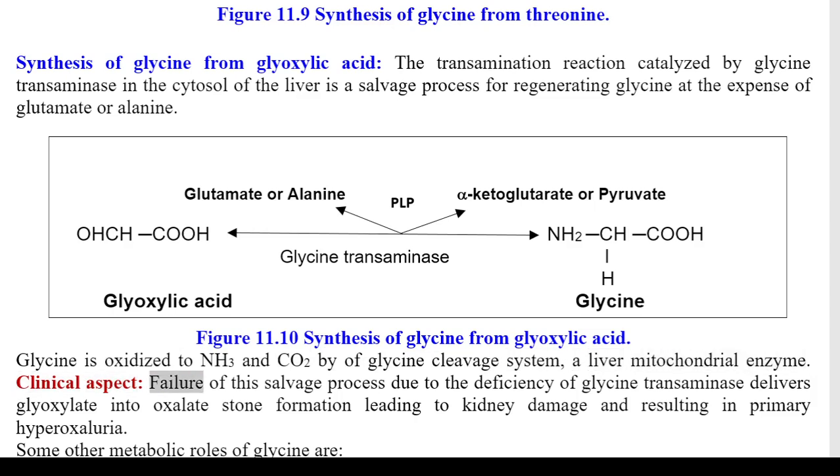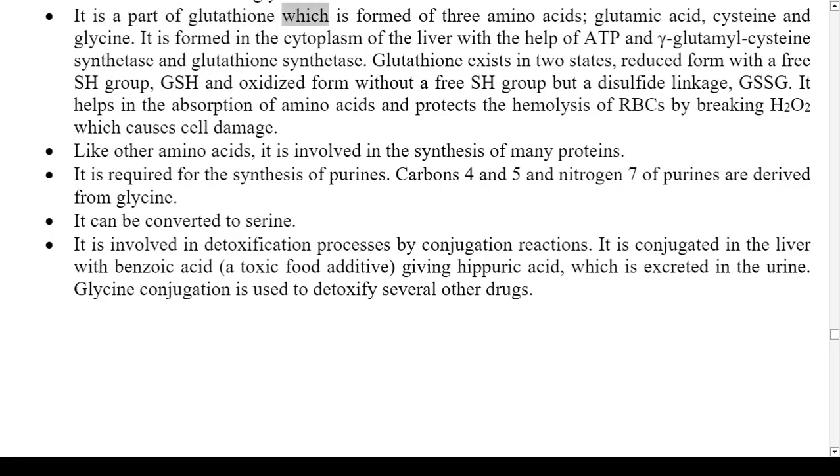Clinical aspect: failure of this salvage process due to the deficiency of glycine transaminase delivers glyoxylate into oxalate stone formation, leading to kidney damage and resulting in primary hyperoxaluria. Some other metabolic roles of glycine are: it is a part of glutathione, which is formed of 3 amino acids, glutamic acid, cysteine, and glycine. It is formed in the cytoplasm of the liver with the help of ATP and gamma-glutamyl-cysteine synthetase and glutathione synthetase.